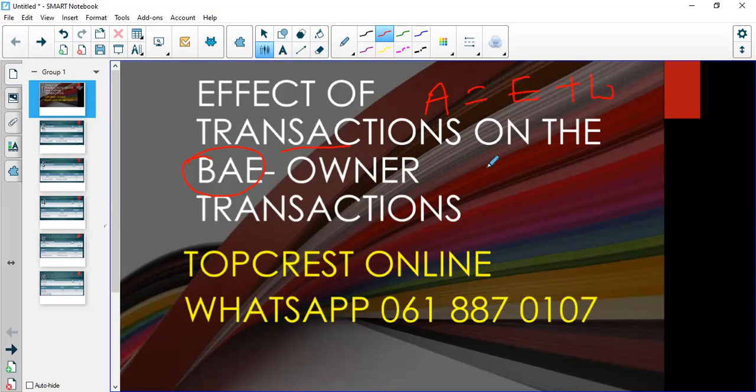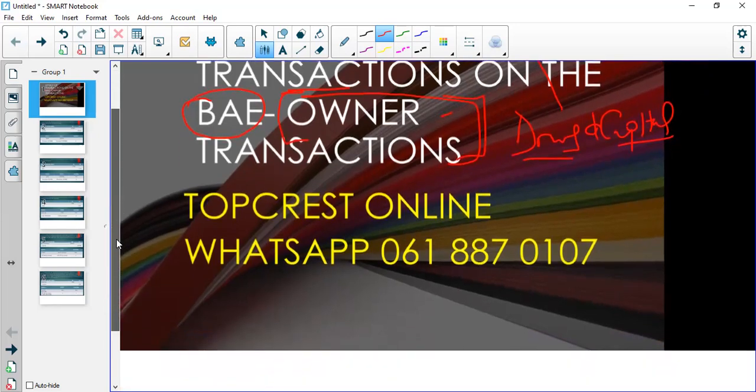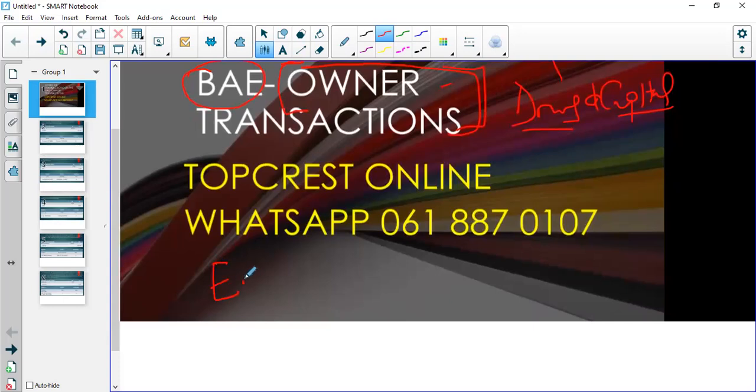Now we're going to focus on owner transactions. Your owner transactions are your drawings and capital transactions: the capital contributions by the owner, as well as the drawings done by the owner. Those we refer to as owner transactions. What guides us in our owner transactions is a principle referred to as the entity principle.